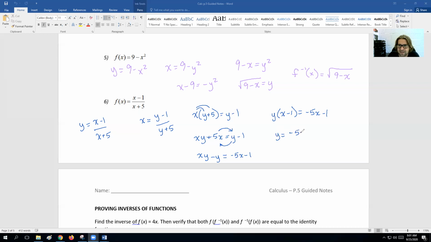So if I take the other side and divide by x minus 1, divide by that term, I now have the y by itself. So the inverse function is negative 5x minus 1 over x minus 1. Okay. So we can find these inverse functions and we could graph them to double check that they are inverse functions, but that's not the only way to do that.